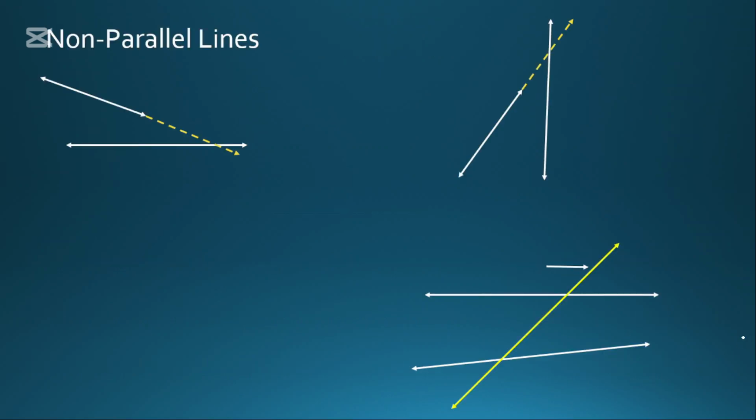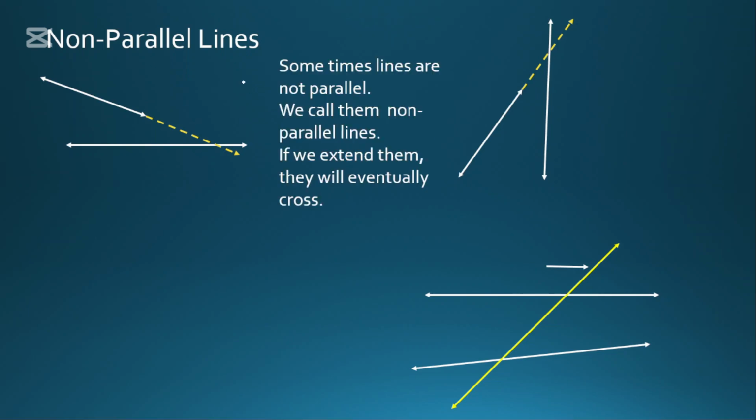So we also get non-parallel lines. Look at these two here. If I extend this one, they will eventually meet. The same over here. If I extend this line, it will meet the other one. So we call these non-parallel lines, and sometimes lines are not parallel. If we extend them, they will eventually cross.